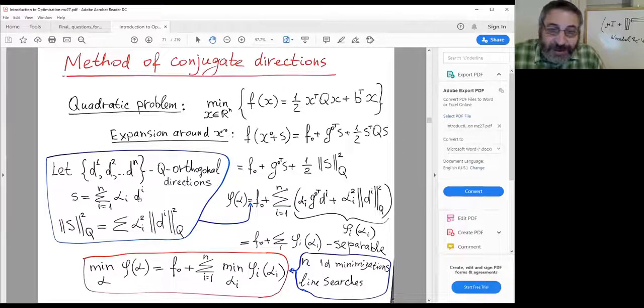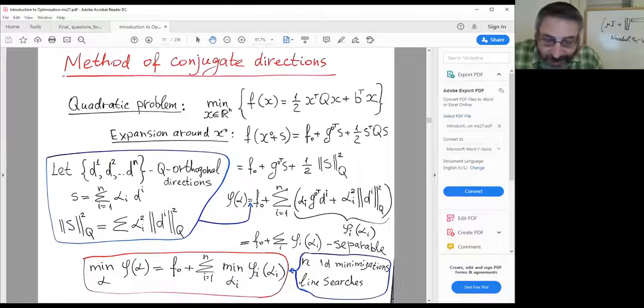Here you see my pointer, I hope. So it says that when we do the first one-dimensional optimization in alpha one, we achieve the minimum of our entire function in the subspace of this first direction. And when we optimize in alpha two, we get the minimum in direction two, but we don't destroy optimality in direction one because of this separability property.